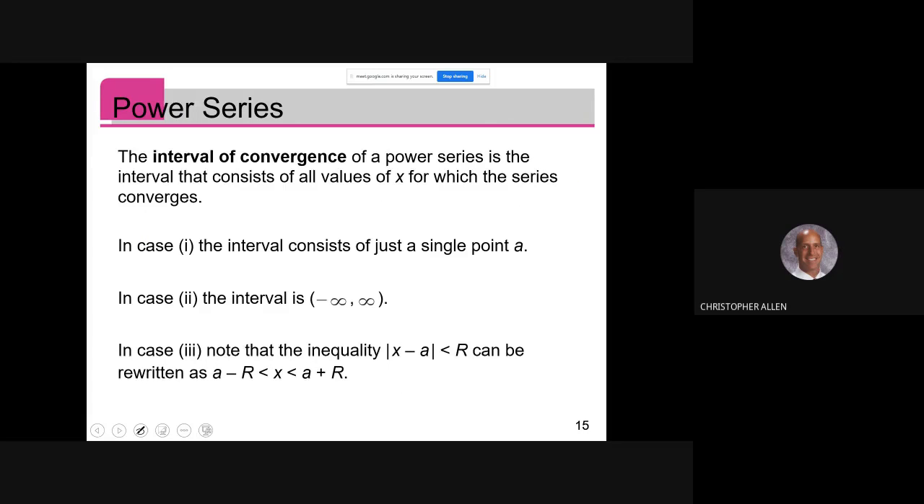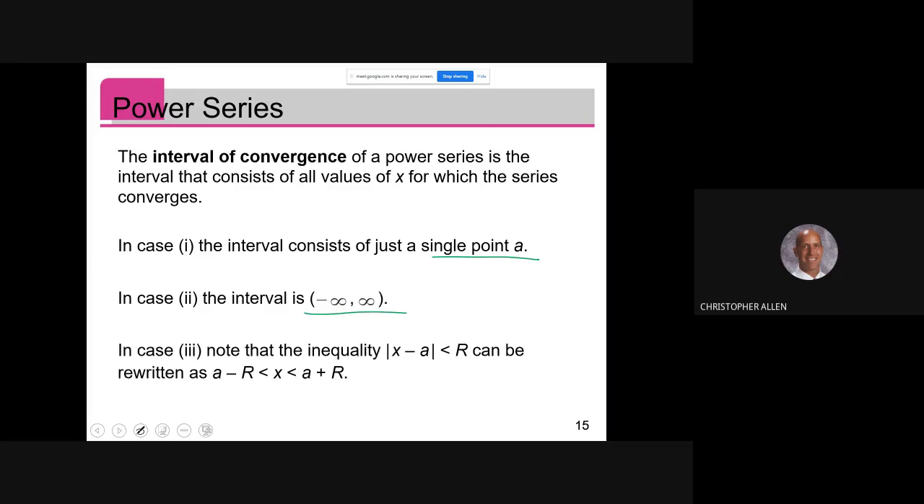The interval of convergence of a power series is the interval that consists of all the values of x for which the series converges. In case 1, it's just going to converge at a single point, which I just asked you a whole question about. Case 2, well, the interval of convergence is everything, so that's easy. It's negative infinity to infinity.